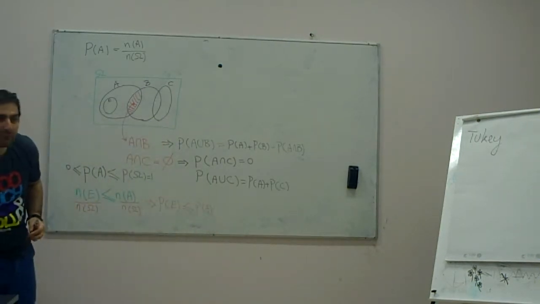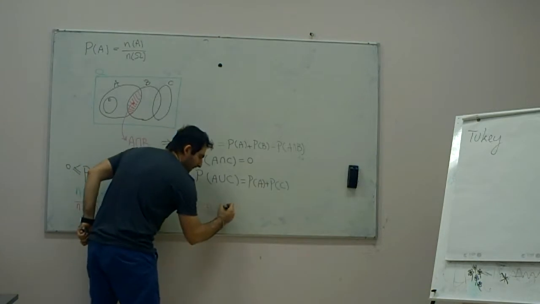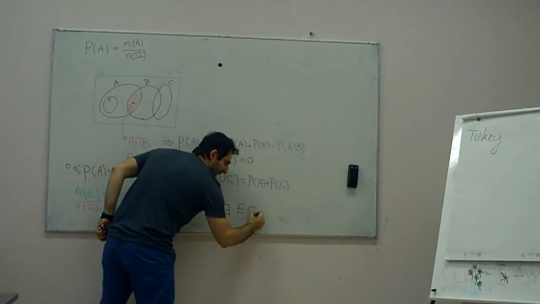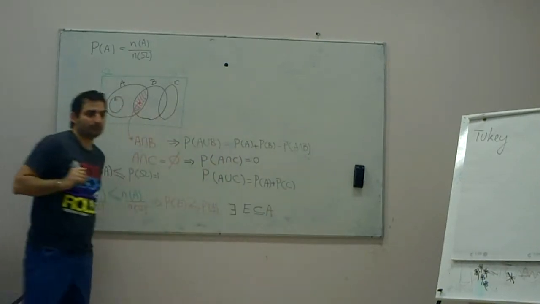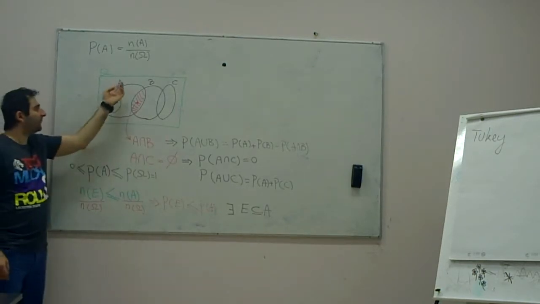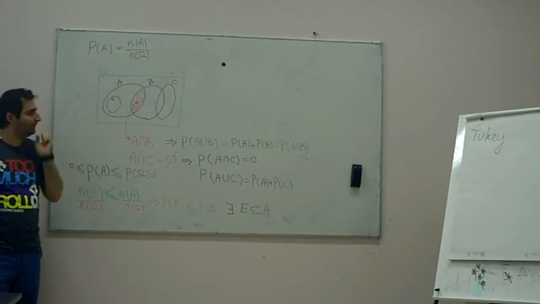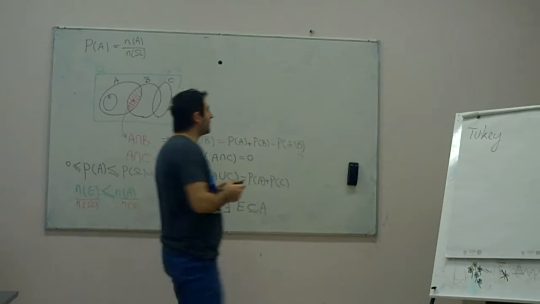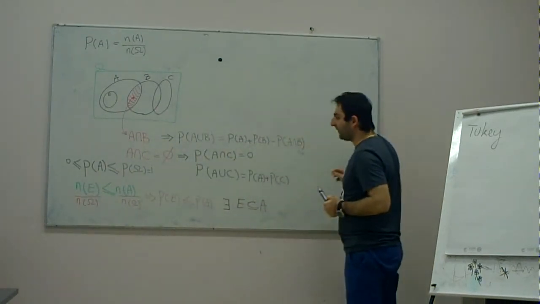And this was very obvious because for any set E, which is a subset of A, because E is inside A, the probability of occurrence of E cannot be more than the probability of occurrence of A. Again, this was something that we knew. Now, I want to introduce a new way of probability.